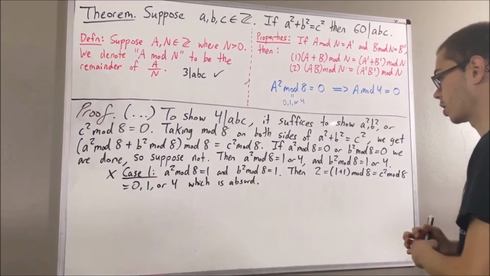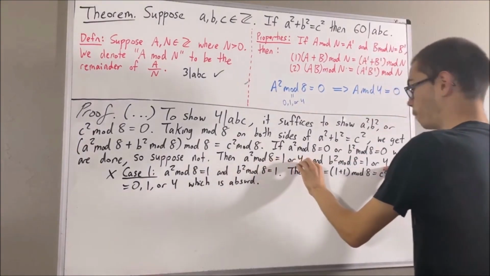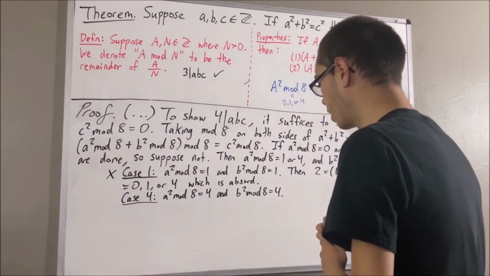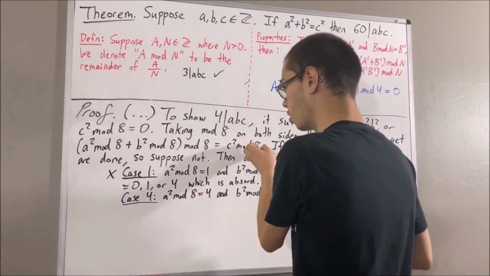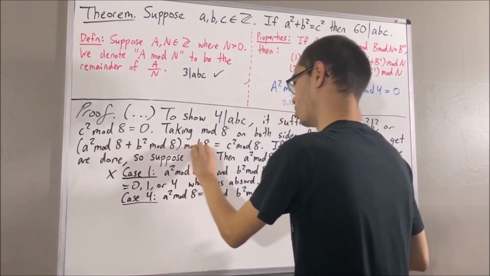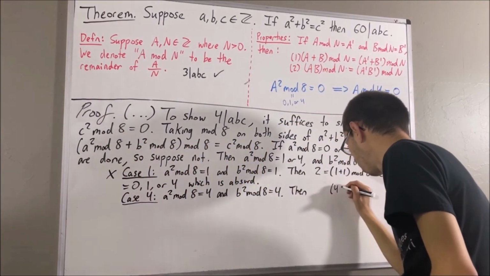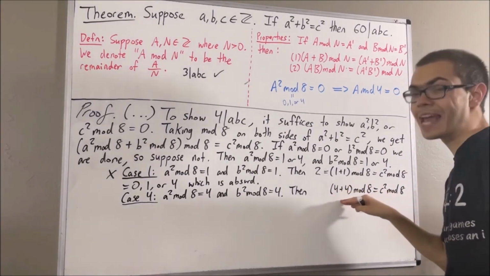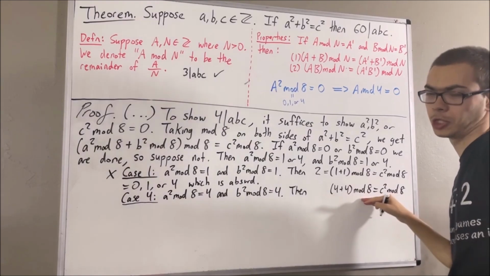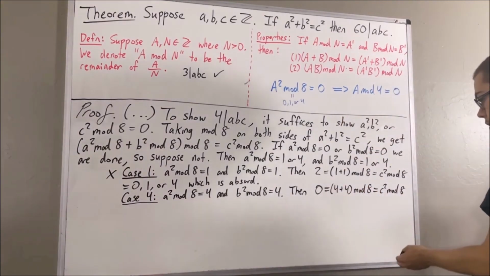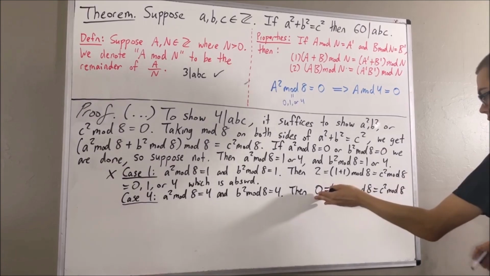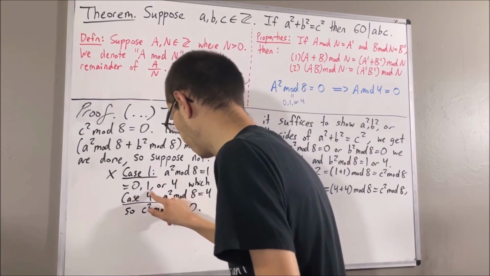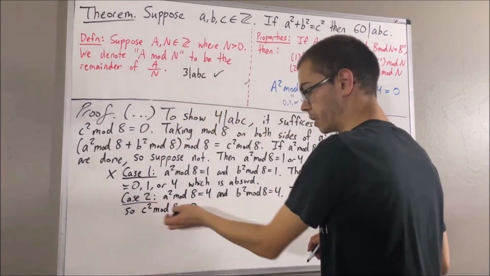Now let's move on to the case where they're both equal to 4. Well then, plugging this into our equation, we get 4 plus 4 mod 8 equals c squared mod 8. Now, on the left-hand side, we have 8 mod 8, and 8 mod 8 is just equal to 0. So this tells us c squared mod 8 is equal to 0. I just realized I wrote case 4, this is case 2. So this completes case 2.